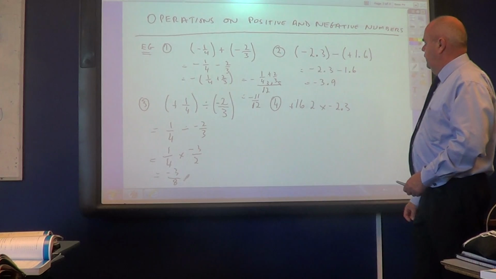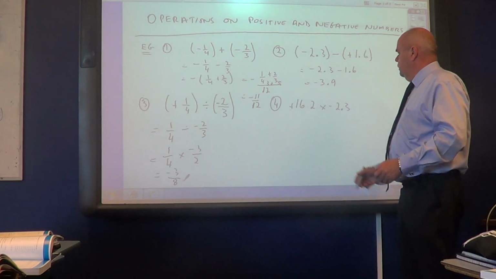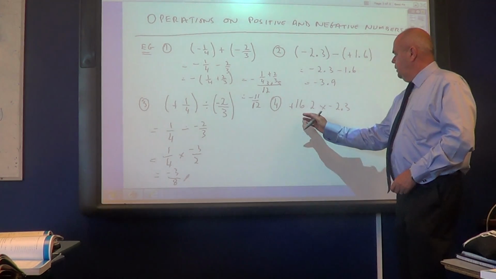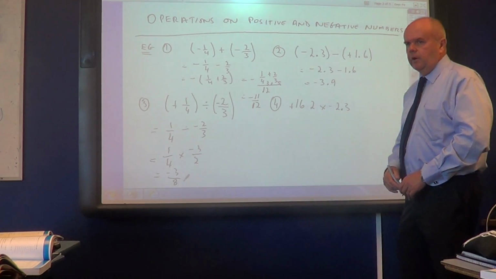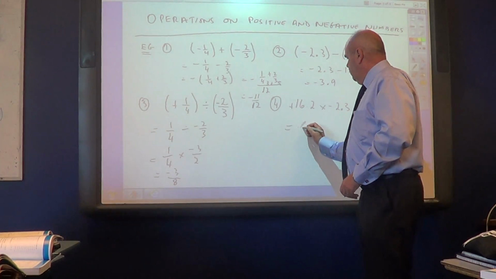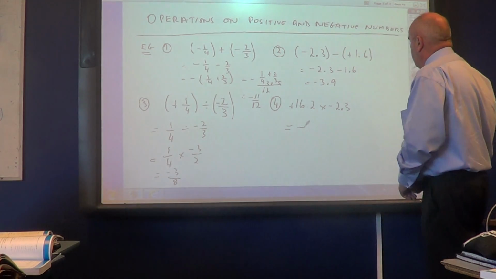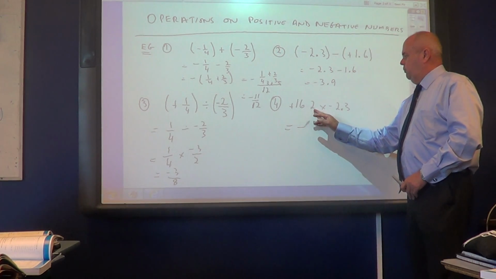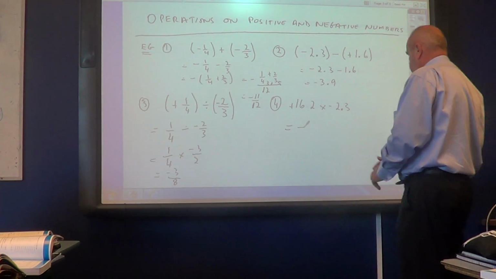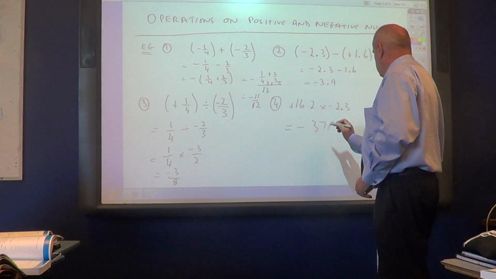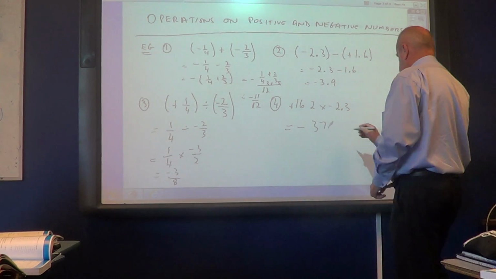Okay, a final example. Boys, that's really just 16.2 times negative 2.3, so my answer is negative. That's the first thing to note. So I might as well write that down straight away. And I go to my calculator and go 16.2 times 2.3. And your answer should be 37.26.